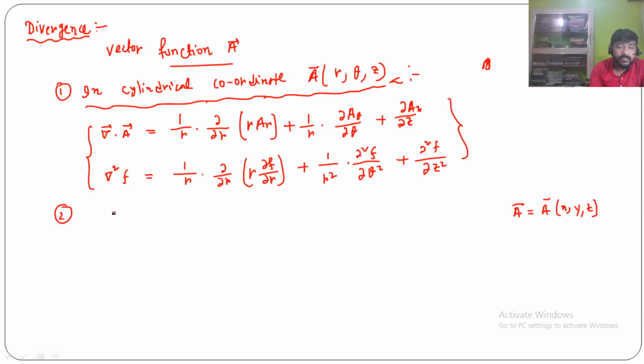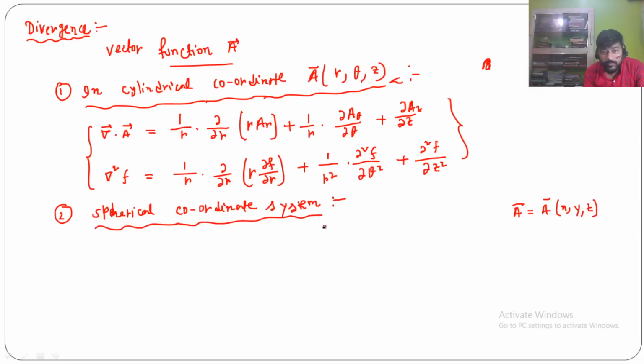Next I can write the same thing in spherical coordinate system. What you have to do here is write down a vector A, which is now a function of r, theta and phi. Here r, theta and phi appear instead of z, with phi arising. The first operation is divergence A.